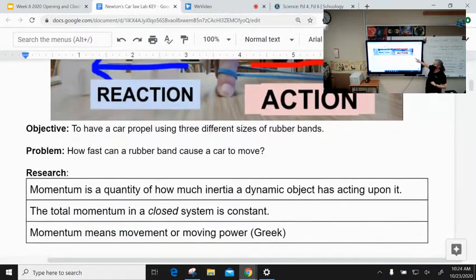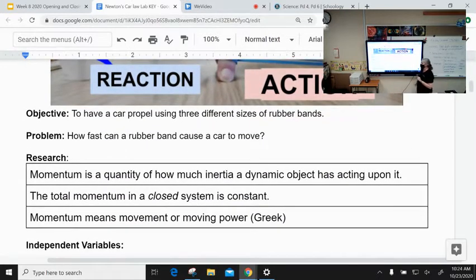So if you go down to your research, I filled it out for you, okay? For your research, we're talking about 3 basic principles. The 3 basic principles you're going to be looking at today: momentum is the quantity of how much inertia a dynamic object has acting upon it. Which I know sounds super fancy, but it's not. It just means, oh my goodness, things are going to move today and you're going to measure them. That's it. It's fancy. The total momentum in a closed system is constant.